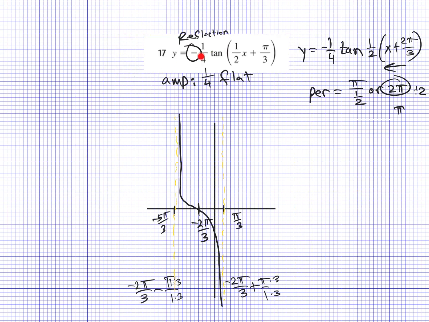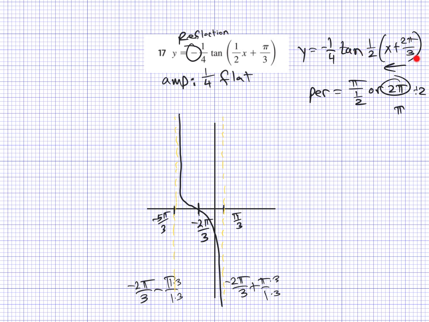Number 17, reflection time. So a tangent normally goes from this direction up here. So we're going to flip that down, it looks like a cotangent. And it's 1/4, so it's going to be flat. This is actually probably a lot flatter than this. Divide by 1/2, and we take that out. So 1/2 is going to be here. So your period is pi over 1/2, or pi times 2, which is 2 pi. And if you take pi over 3 divided by 1/2, you're going to get 2 pi over 3.